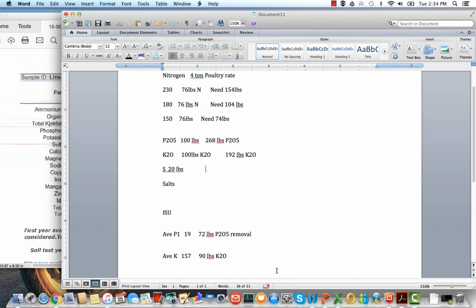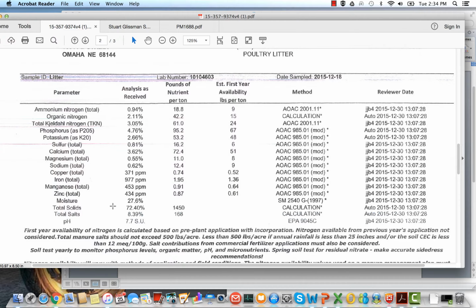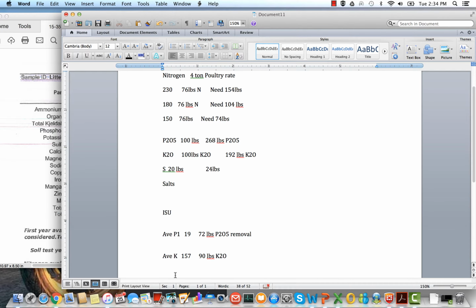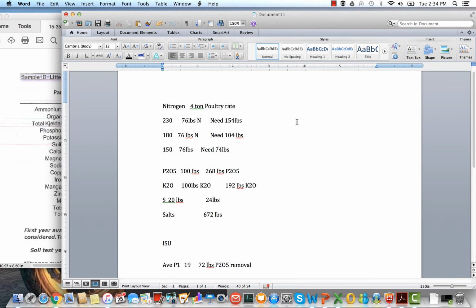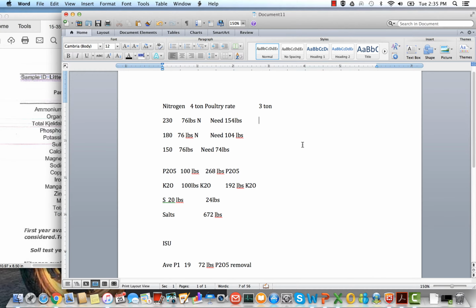And total salts, we did a 4 ton rec and 168 times 4, 672 pounds. You want some caution with that. So that's our 4 ton rate. Let's do also over here, let's try a 3 ton rate. So 3 ton is, again, we were 4 plus the 15, so 19 times 3, 57 pounds.